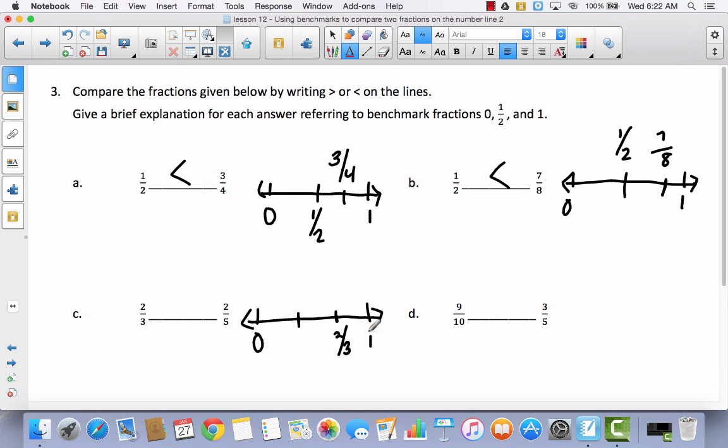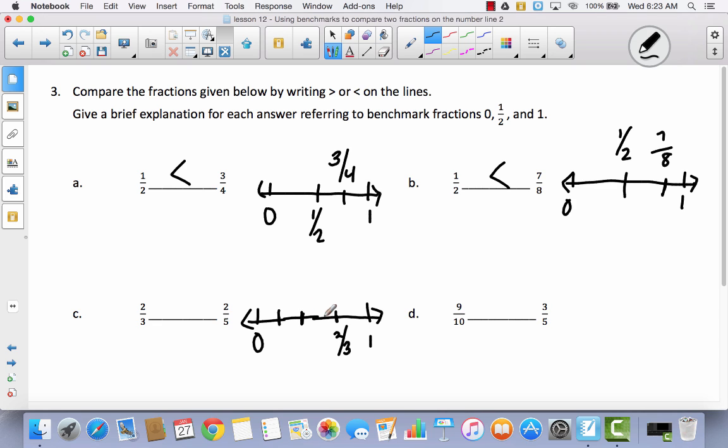Now if I divide this into fifths, I'm actually going to come back and erase this one. And I'm going to try to ignore the third there for a minute. I'm going to try to divide this into 5 parts, okay? So I've got 1, 2, 3, 4. So ignore this one. So I've got 1, 2, 3, 4, 5 parts. So let's do 2/5. 1/5, 2/5. So 2/3 is greater than 2/5 because 2/3 is closer to 1 and 2/5 is closer to 0. All right, let's take a look at D.